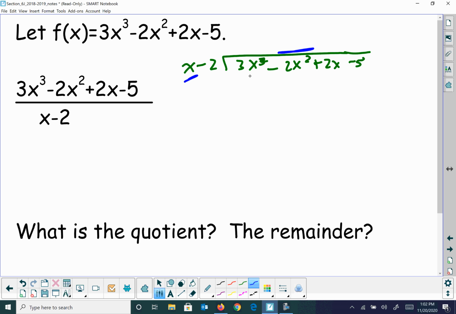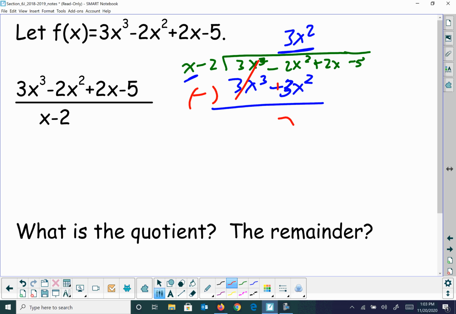What times x gives me 3x to the third? And that'd be 3x squared. 3x squared times x is 3x to the third. 3x squared times negative 2 is negative 6x squared, excuse me, negative 3x squared. Subtract. So those cancel. That becomes a plus. So that's going to give me just x squared. Bring down the next term.